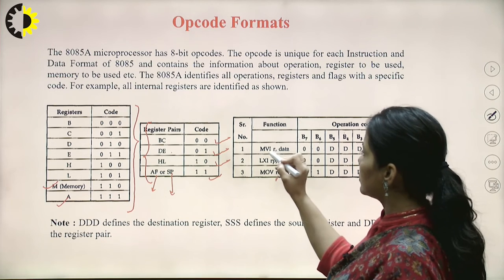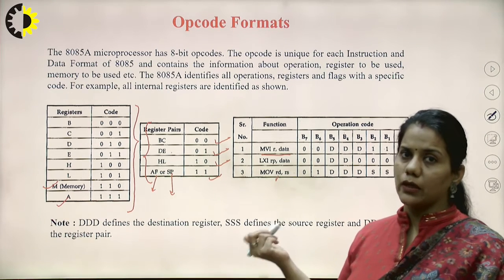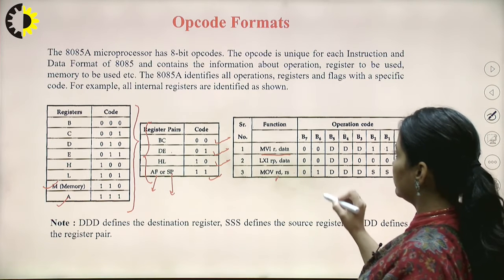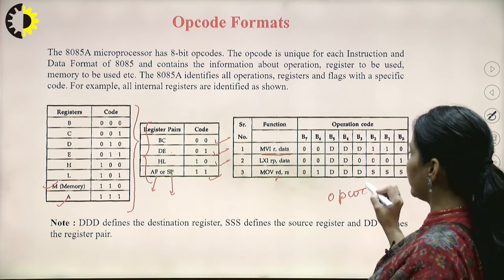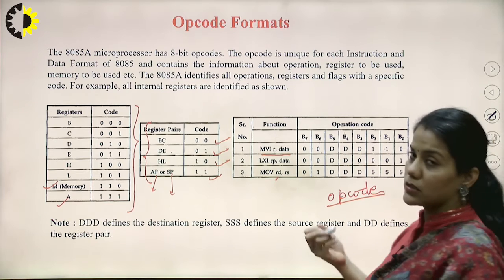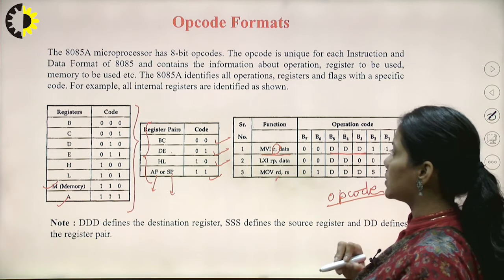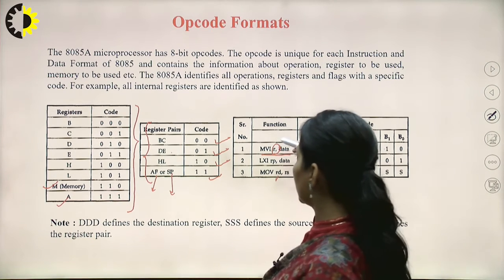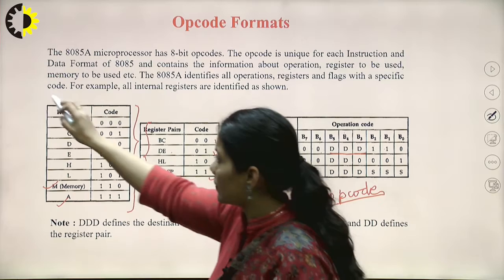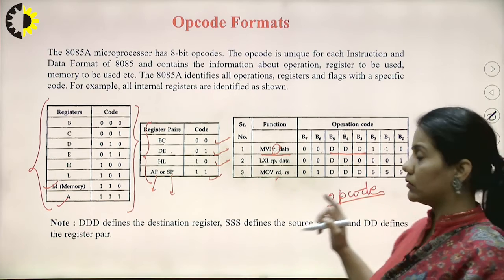Again, suppose MVI R, data. MVI R means that we are moving some data into the register mentioned. So I am talking about the first byte, the opcode. The opcode is 00DDD110, where D means the destination register. Whatever register is used here, its code is equivalent to these 3 bits, DDD, and what they cover depends upon the register R used here. So you can relate this to the table.